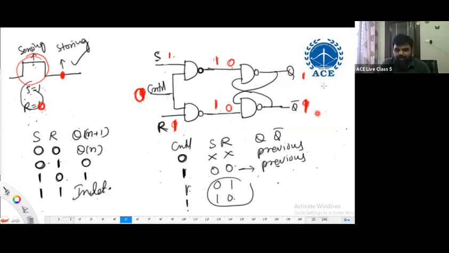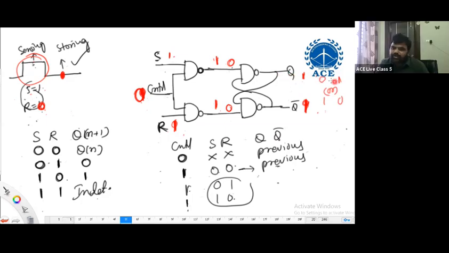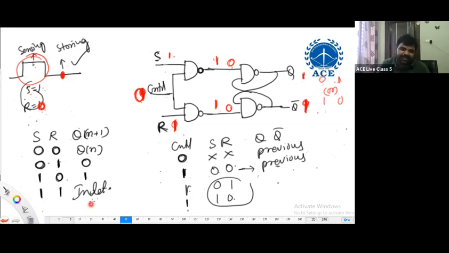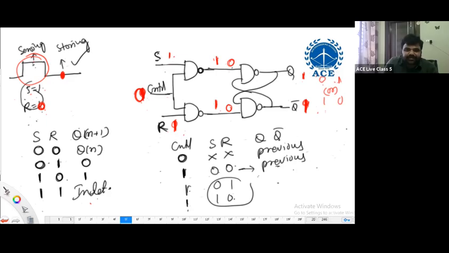What will be Q and Q bar? 0 1 or 1 0? 1 0. What will be at Q? Is it 0 or 1? I cannot say, sir. Indeterminate. Got that. Thank you, sir.